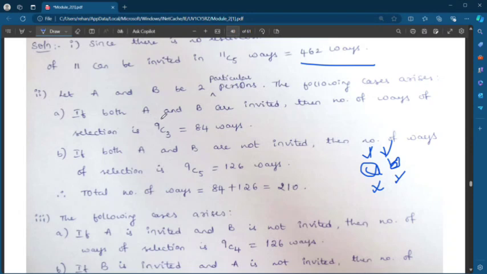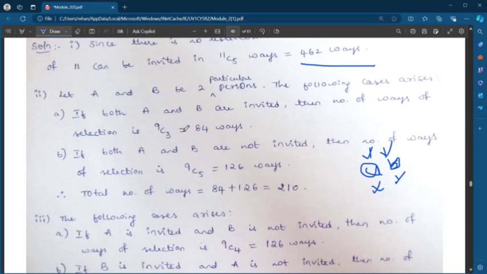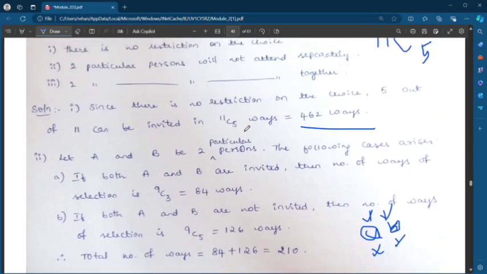So if both A and B are invited, then the number of ways of selection is 9C3. Why have we taken 9C3? We have removed 2 from the total, because they won't be attending separately, right? They will be attending together. So we are saying both A and B are invited, so already they are invited.